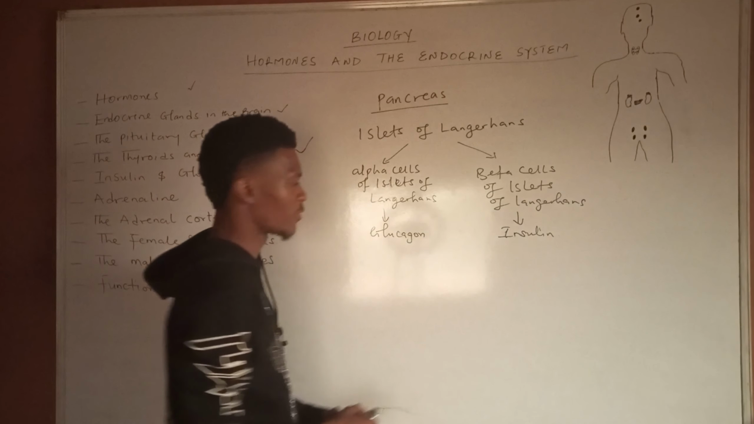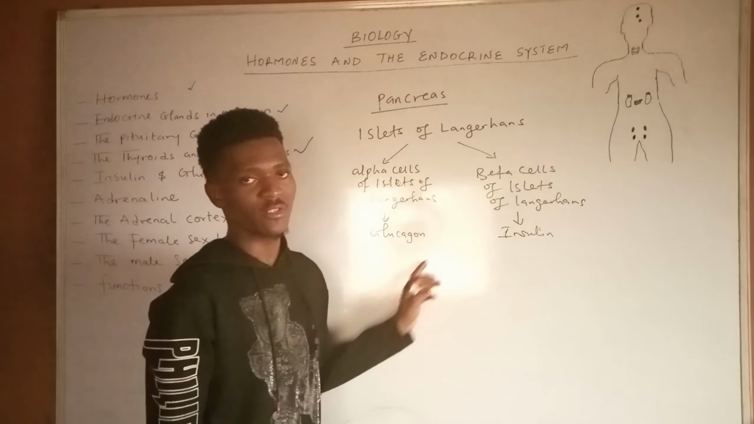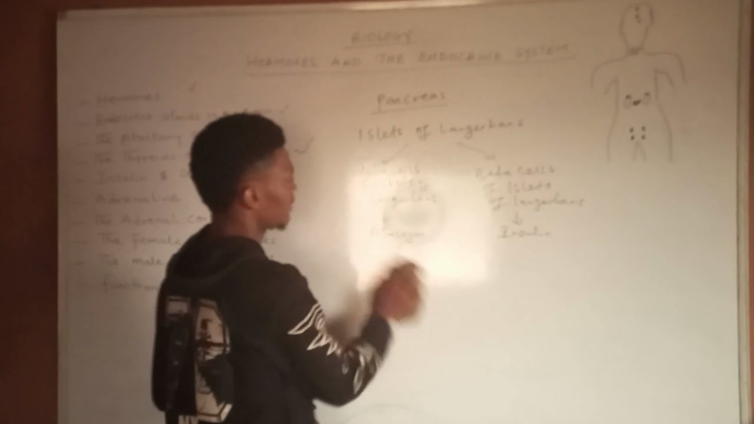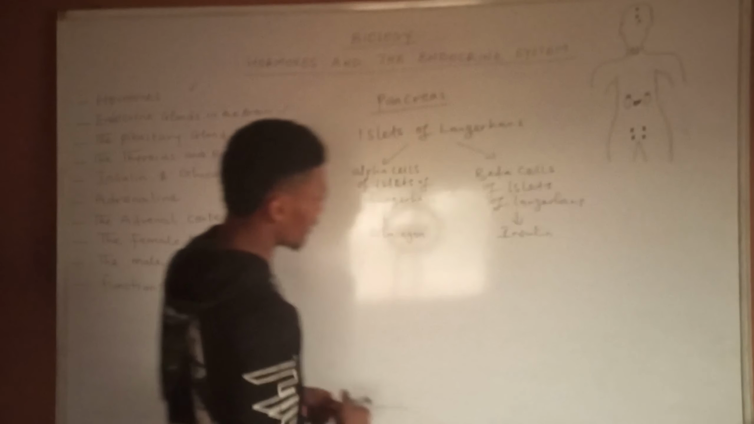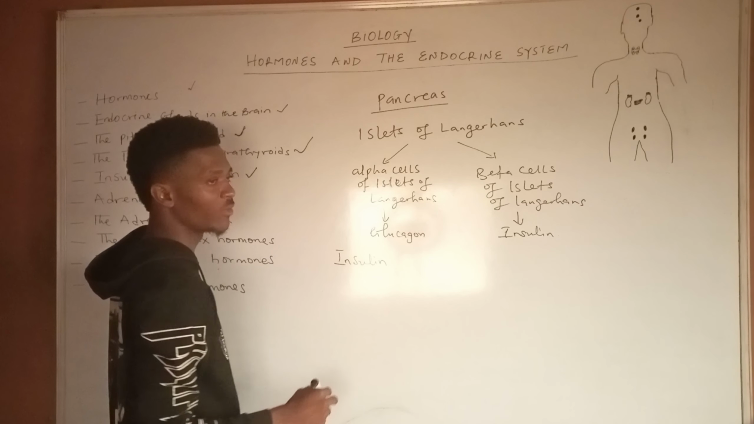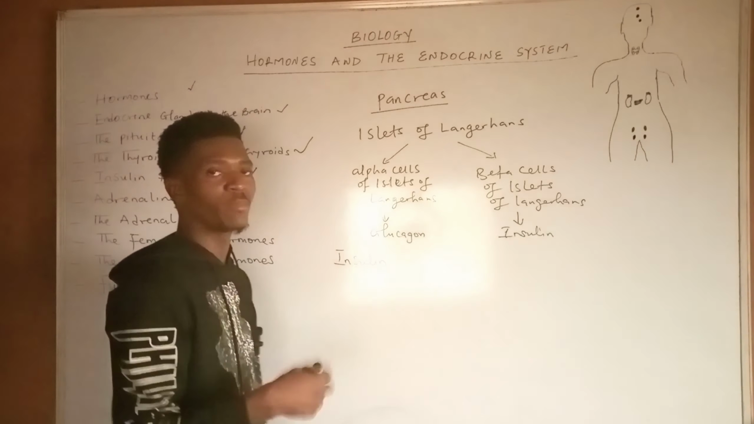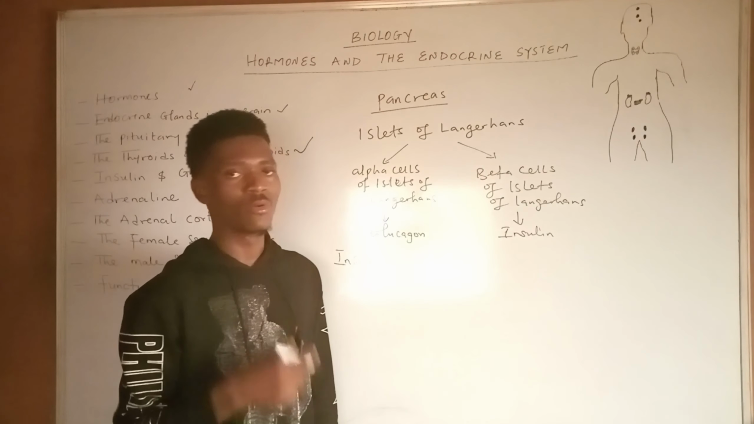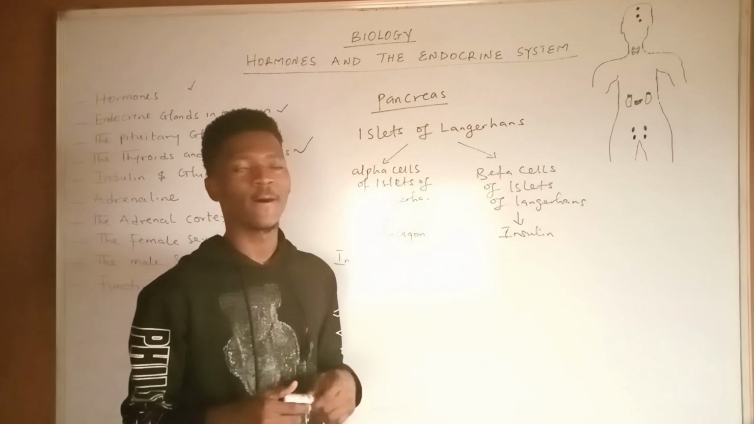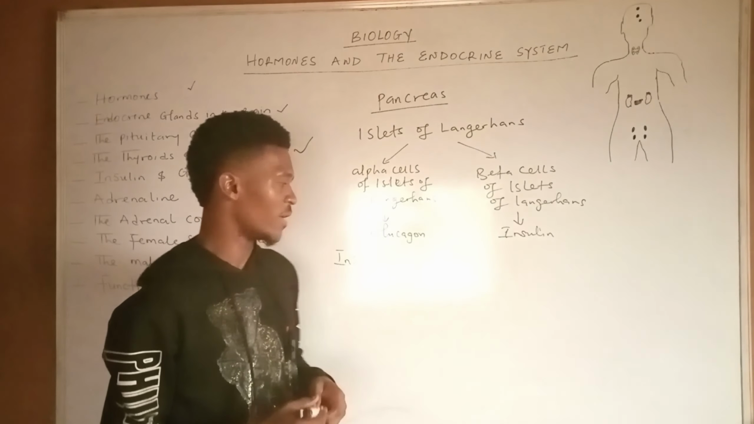Now let me quickly explain the function of insulin and glucagon. Both of them are antagonistic in nature, in that they act in opposing areas. Insulin acts when there is an elevation of the blood glucose level or sugar level. So it tends to process excess blood sugar, which is in the form of glucose, to glycogen, while glucagon helps to convert glycogen to glucose in a case where there is low blood sugar.